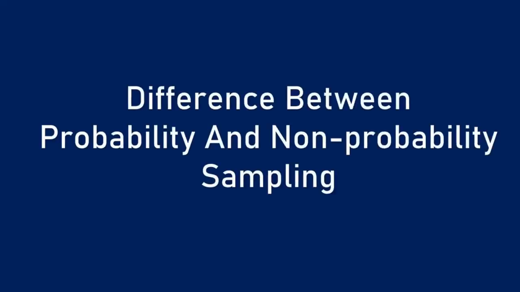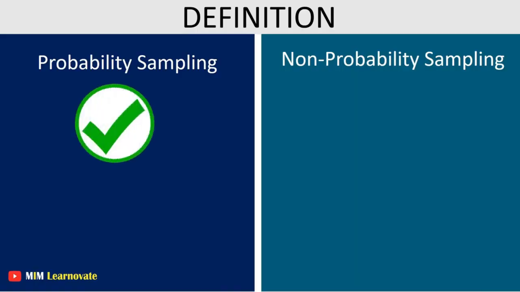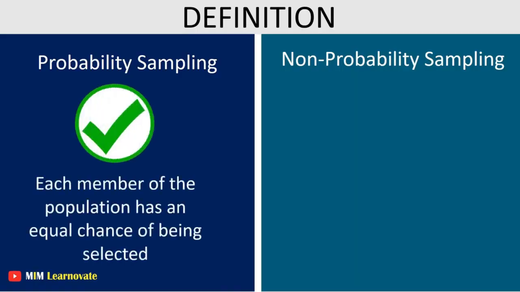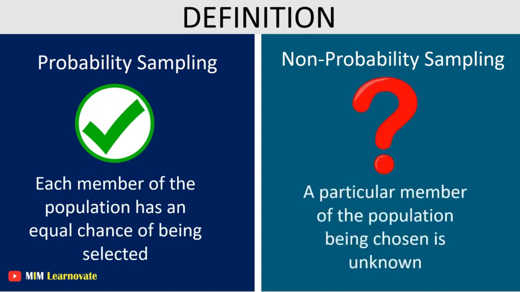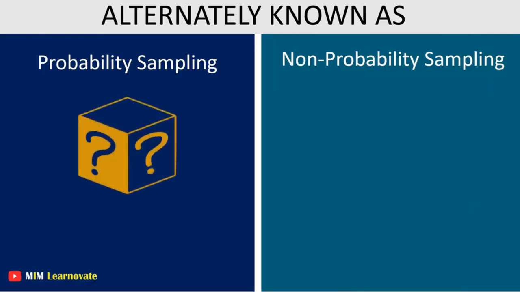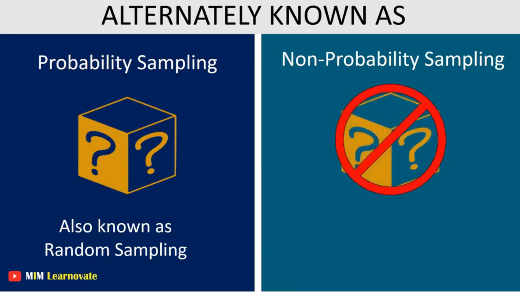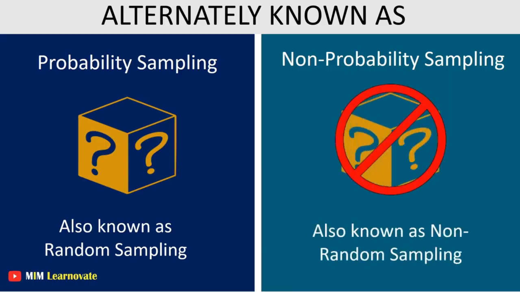Difference between probability sampling and non-probability sampling. First, let's learn about the definition. A probability sampling is one in which each member of the population has an equal chance of being selected, while a non-probability sampling is one in which the chance of a particular member of the population being chosen is unknown. Alternative names. Probability sampling is also known as random sampling. On the other hand, non-probability sampling is also known as non-random sampling.